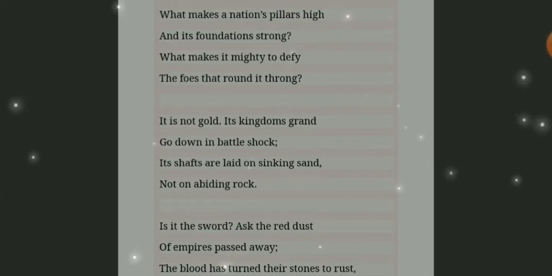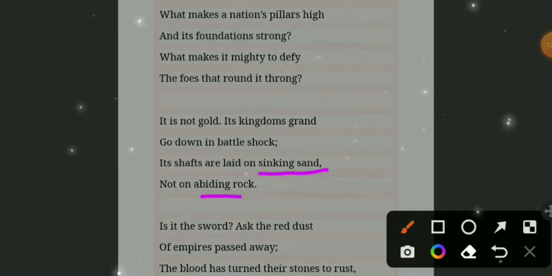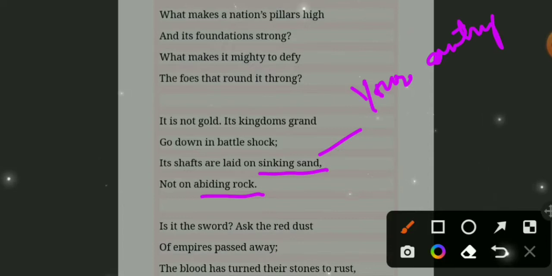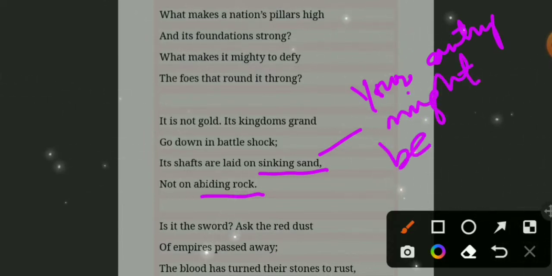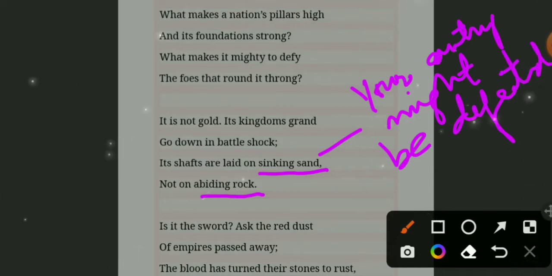The columns of building's foundation, right? The shafts, I mean the pillars of that country is laid on sinking sand. ये जो एक कौम की बुनियाद है ना, मतलब आप किसी किंगडम के लिए जंग करने जाते हो तो इसका मतलब है कि उसकी जो बुनियाद है वो एक सिंकिंग सैंड पे है. That is not on abiding rock. That means जब आप किसी कंट्री के लिए लड़ते हैं, किसी किंगडम के लिए लड़ते हैं, that means your country might be defeated, right? तो वो डिफीट भी हो सकती हैं, दूसरी कंट्री को डिफीट मिल सकती हैं, इस कंट्री को डिफीट मिल सकती हैं, right? So it's a temporary thing.